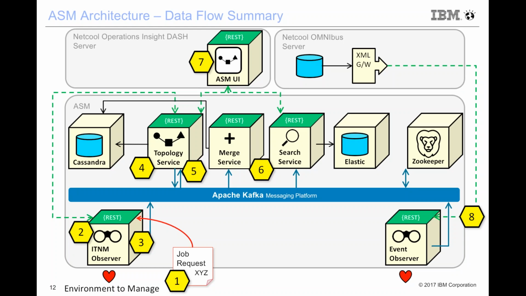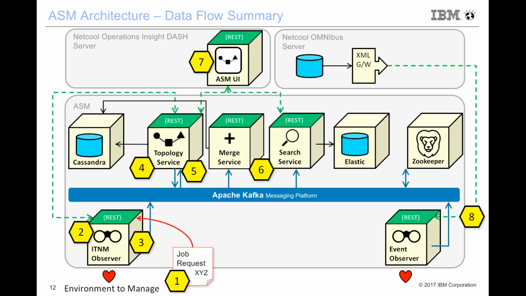So the observer will then post all the topology onto the Kafka message bus, and number 5, you can see the topology service reading that data out, processing it, inserting it into the Cassandra database. As each record is processed and inserted, number 4 indicates that we have on the Kafka message bus, we broadcast out all the updates of what changes took place, if indeed any changes did take place.